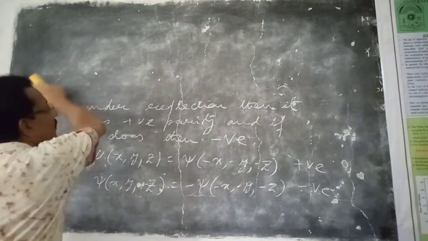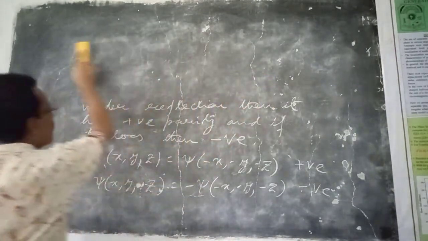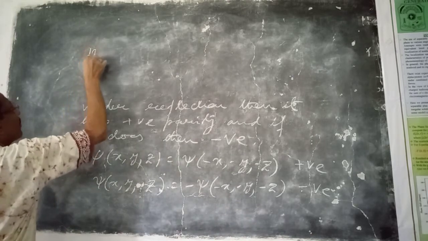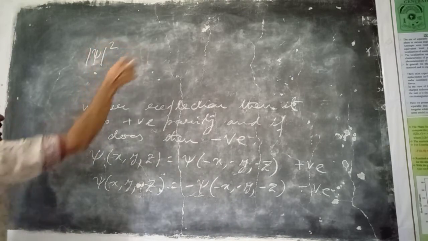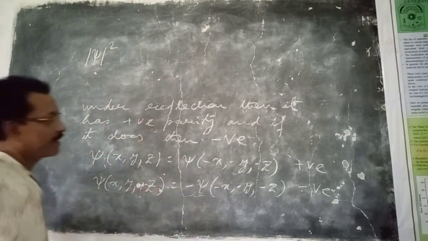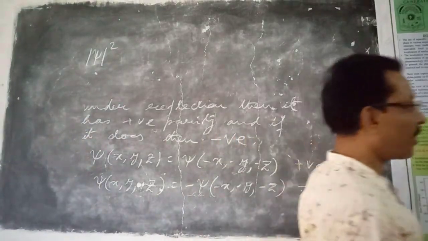Now, as the probability density of the wave function, that is psi mod square, is a positive definite quantity, therefore the mass and the charge densities are always positive.